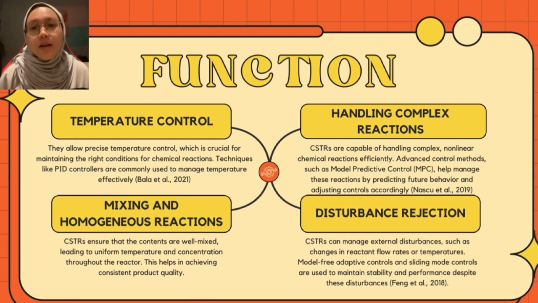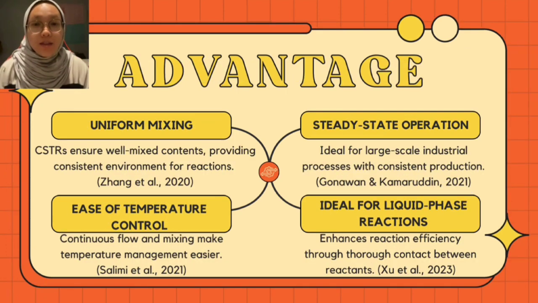In conclusion, CSTRs play a critical role in industrial processes by ensuring consistent mixing, precise temperature control, handling complex reactions, and also rejecting disturbances. The next part, I'm going to explain about advantages and disadvantages of continuous stirred tank reactor, or we call it CSTR.